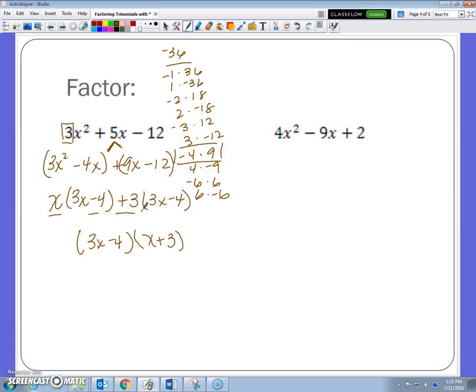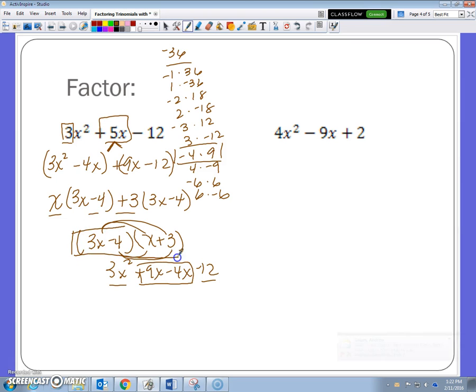Like I said, you can always double check to see. We could redistribute 3x squared plus 9x minus 4x minus 12, and we could check to see, okay, yep, there's my 5x, there's my 3x squared, there's my negative 12, and I can make sure I'm doing it correctly. The factoring part itself would be separating the trinomial into the 2 parts.